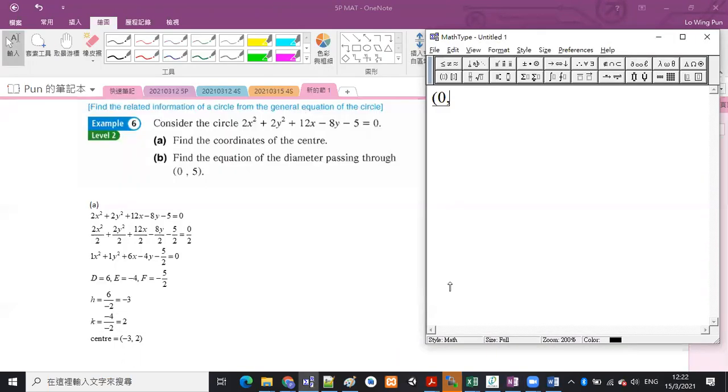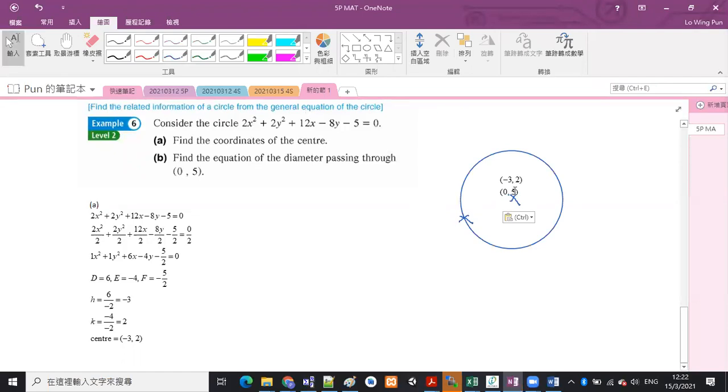So this one is the centre. And then we have another point (0, 5) here. And the question asks to find the equation of the diameter. Diameter is a straight line, passing through (0, 5). So we are going to find the equation of the diameter. But the diameter is a straight line, right? So we are going to find the equation of a straight line.